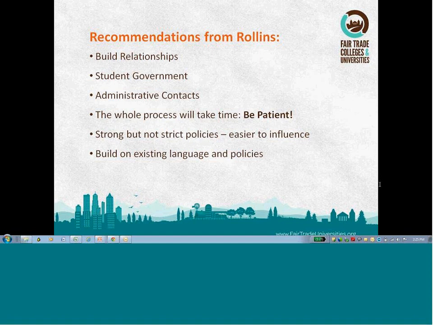This was all to build support from all these different areas on the campus, because our goal was to, before we even went to the administration, which we knew was long down the road, show that we had support from all these different areas on the campus.